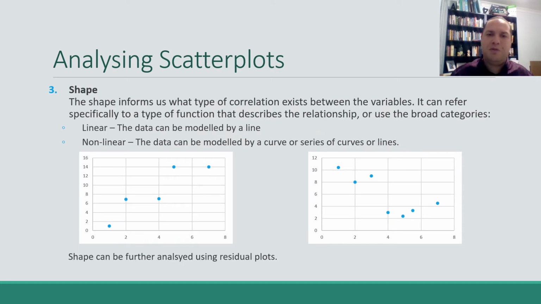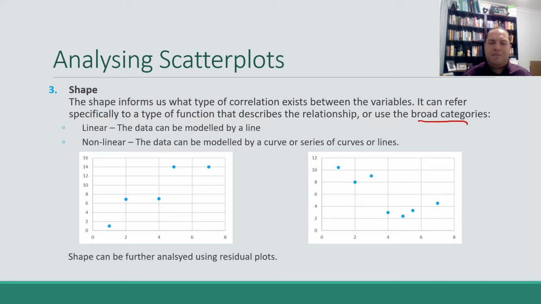All right, finally, shape. Shape informs us what type of relationship, what type of correlation exists between the variables. It can refer specifically to some type of function, exponential, parabolic. It's limited by your own mathematical understanding, but generally we can also just describe it using broad categories.